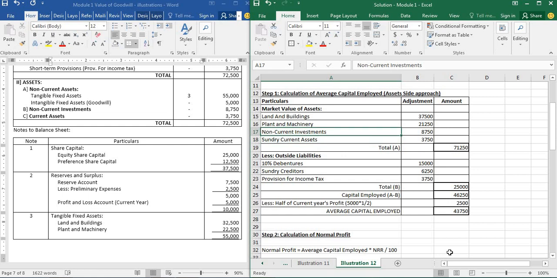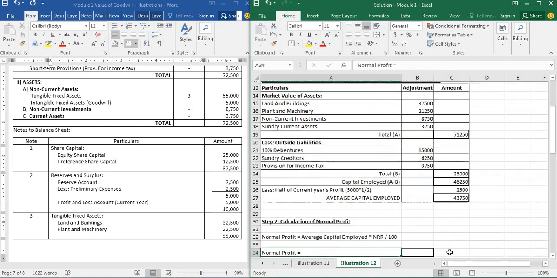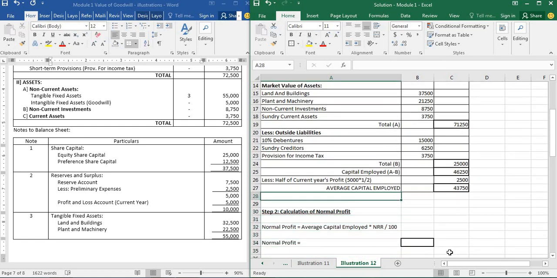Guys, some of you might have a doubt as to why we have considered non-current investments. We have because in the previous video I told you guys that investments made in government securities and all will not be accepted. We are accepting this as it is nowhere mentioned that these investments are made in government securities, and we are considering these as trading investments. We are not considering them as non-trading investments. That is why we have considered them. So until and unless specifically mentioned that these are non-trading investments or they are investments made in government securities, we will accept them. All right.